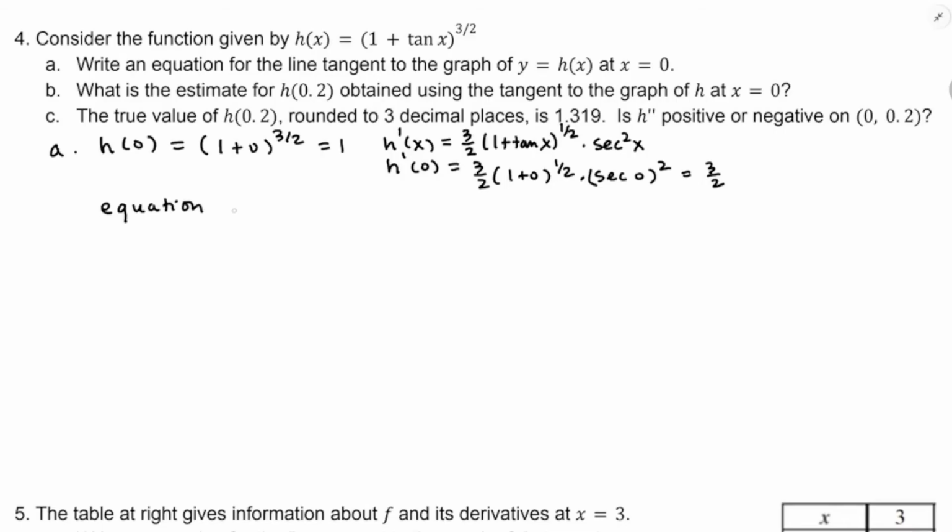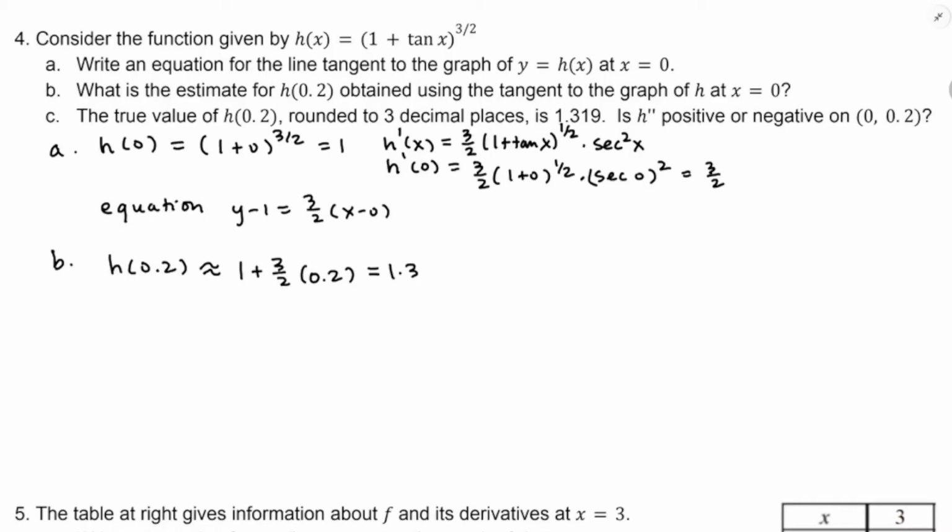Okay, so my equation would be y minus 1 equals 3/2 of x minus 0. And then I'm ready to estimate h of 0.2. 1 plus 3/2 of 0.2 minus 0. Okay, 3/2 of 0.2 would be 0.3. That would be 1.3. Okay, the true value of h of 0.2, rounded to 3 decimal places, is 1.319.